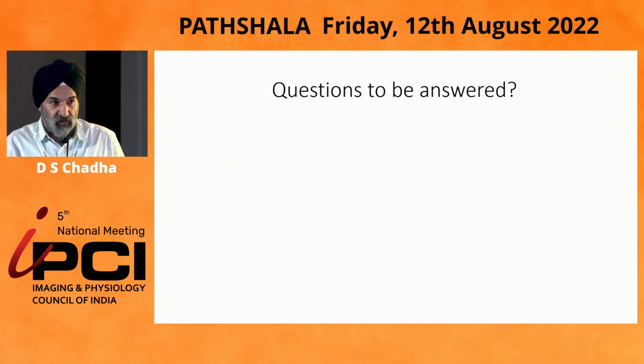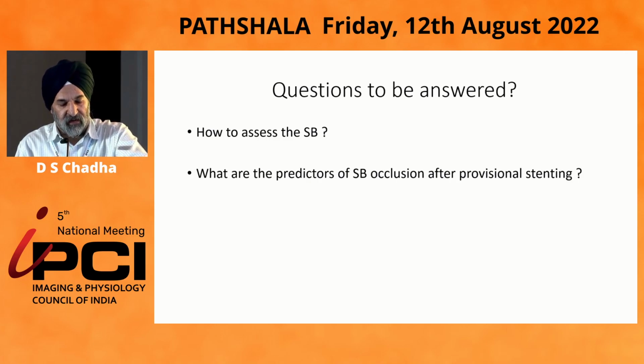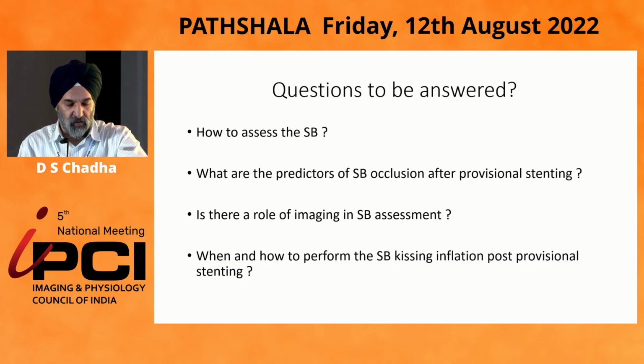Now, I pose these questions to the speakers who are going to come, and we are going to have a healthy discussion on this. How do we assess the side branch is the first question. Are there any predictors of side branch occlusion after provisional stenting? Is there a role of imaging for side branch assessment? And when and how do we perform the kissing balloon inflation post provisional stenting?